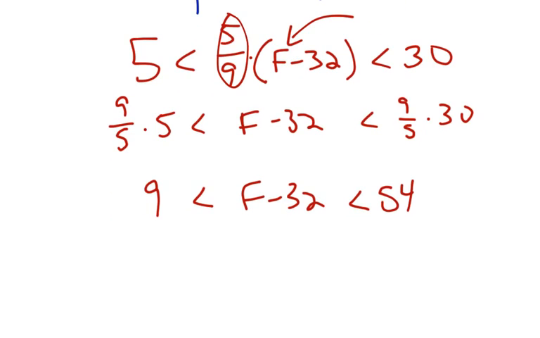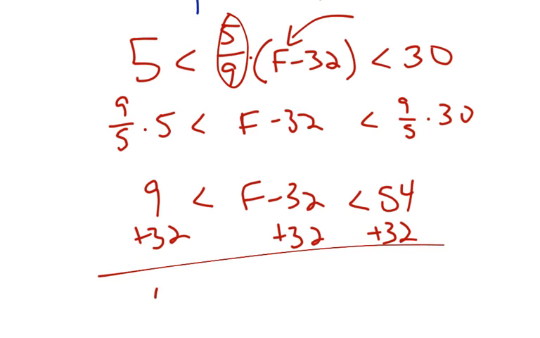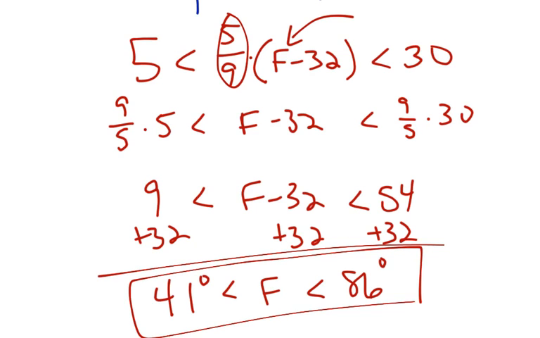And then, in order to get rid of the minus 32, I'm going to add the 32 everywhere. So I'm going to get 41 is less than F is less than 86. So it turns out that in Fahrenheit temperatures, I need my pill bottle to be between 41 and 86 degrees Fahrenheit.